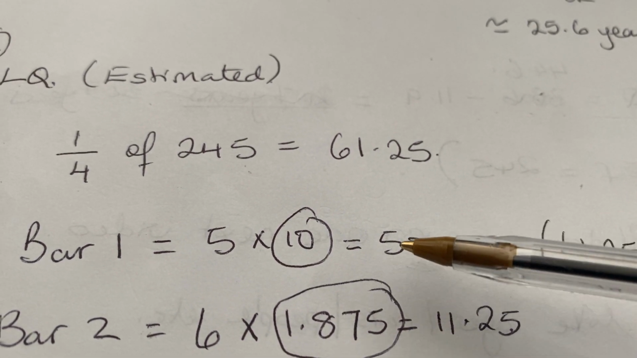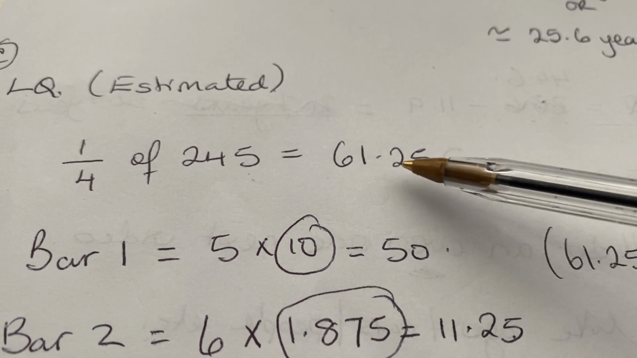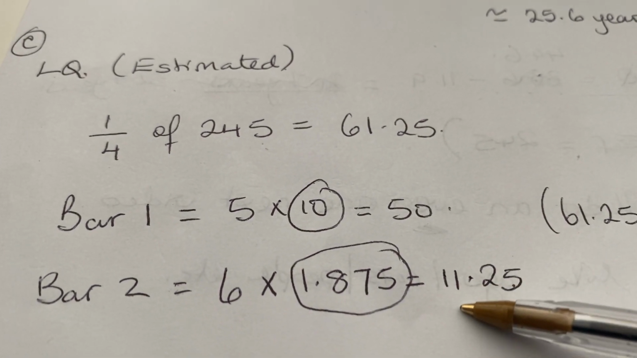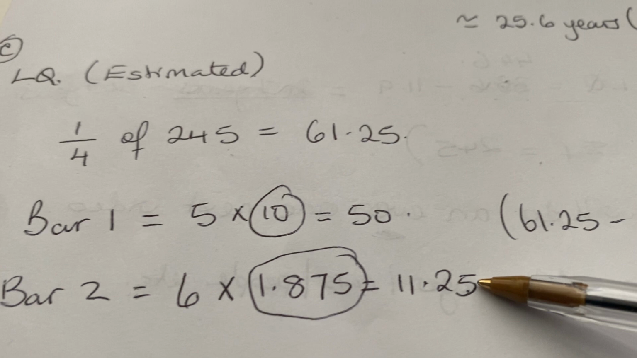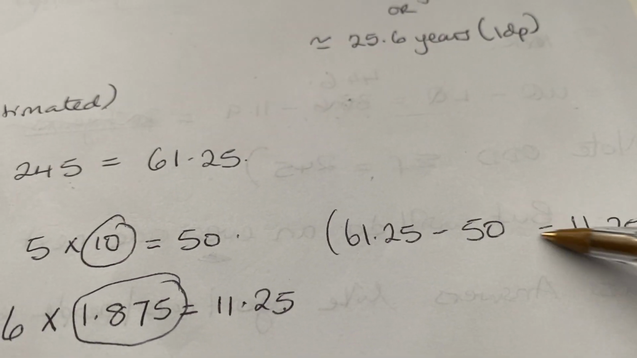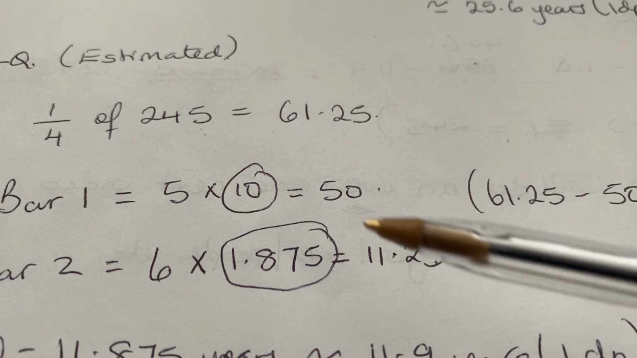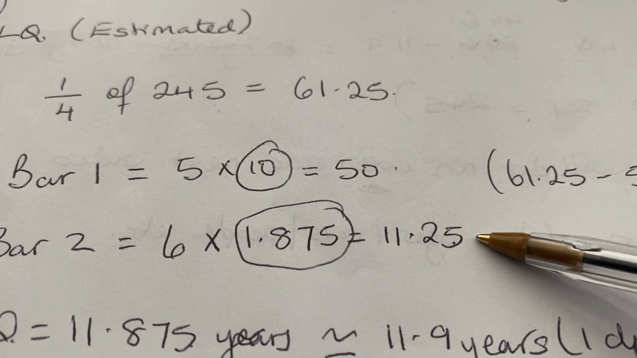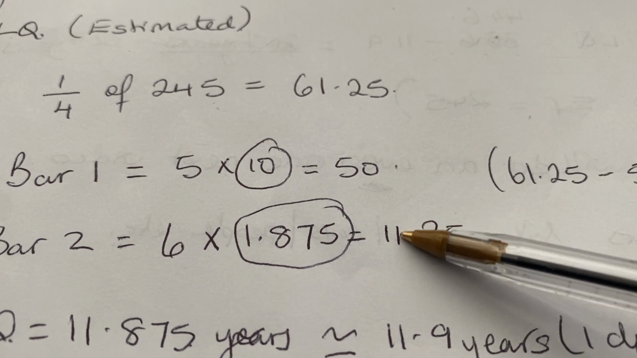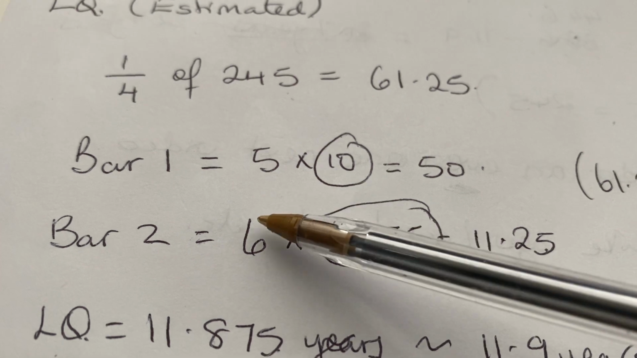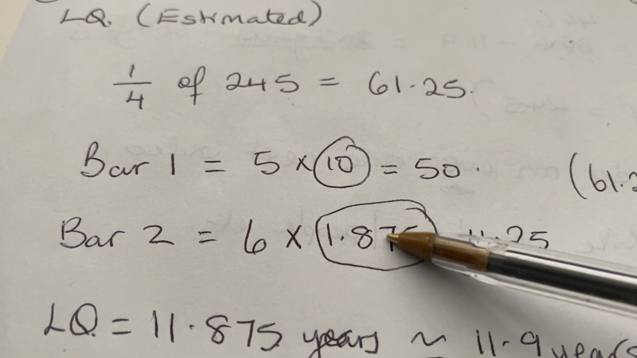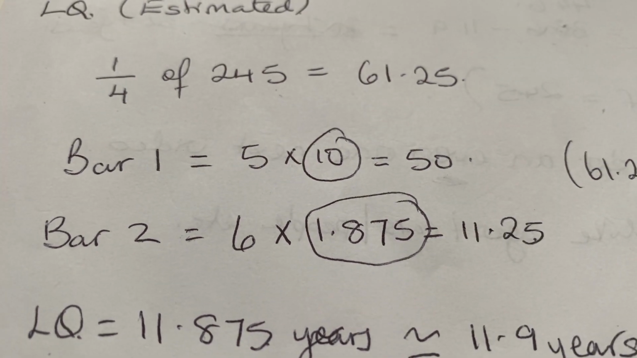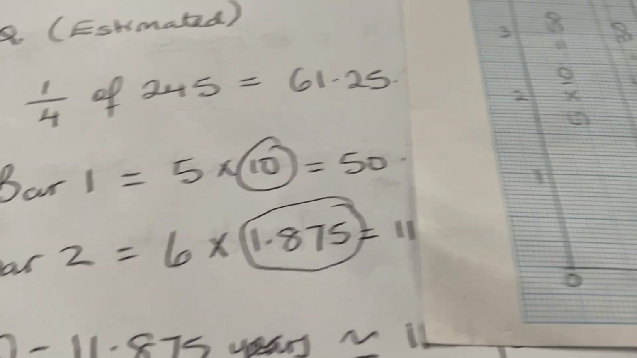So we need to take 50 out of 61.25, and we are left with 11.25. Now with 11.25, 1.875 times 6 will give us 11.25, or we divide 11.25 by 6 and we'll get 1.875.